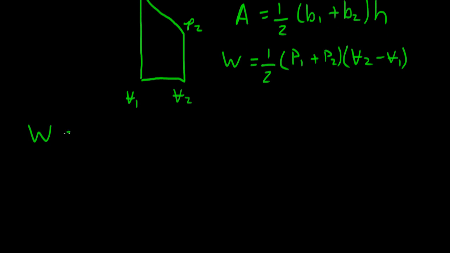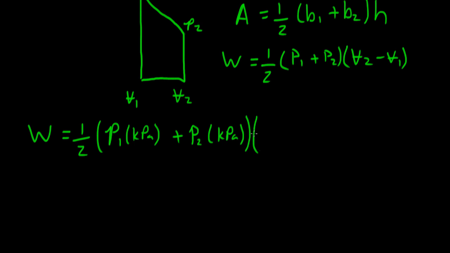When we plug it in, we see that work is 1/2 P1 measured in kilopascals plus P2 measured in kilopascals times V2 measured in liters minus V1 measured in liters. This will give us an answer in kPa times liters, which we can convert into kilojoules.